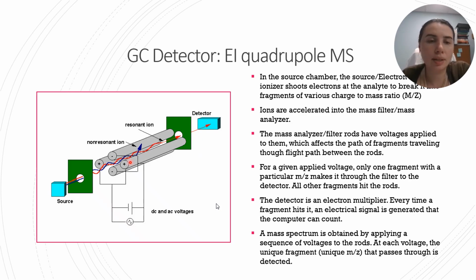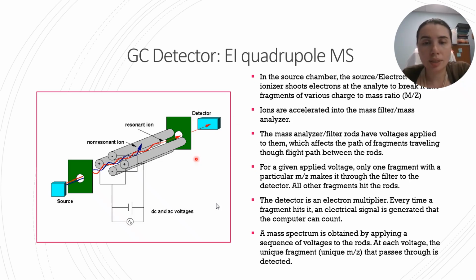If the mass to charge ratios of the fragments are compatible with the voltage of the rods, the fragments will pass through to the detector. These are also called resonant ions. If the ions are not compatible, they will hit the rods or the sides of the chamber. They will essentially go to waste.